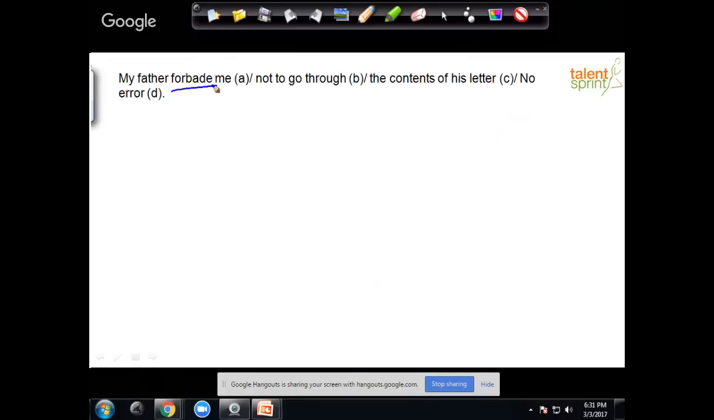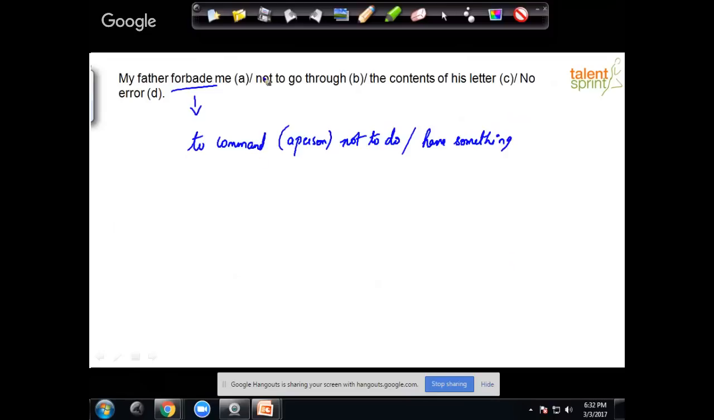Right? So this is nothing but, yeah. So what is the meaning of forbade? Forbade itself means what? To command someone not to do something, right? To command a person not to do or have something.